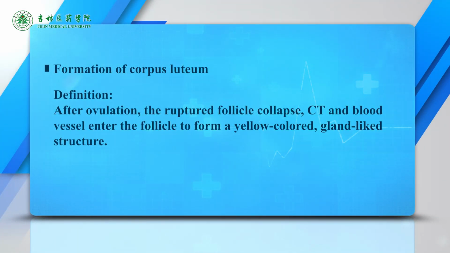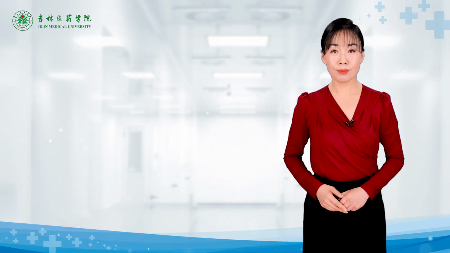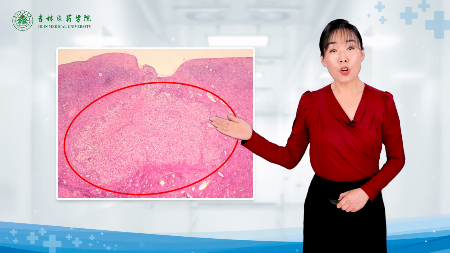After ovulation, the granulosa cells and the cells of the theca interna of the ovulated follicle reorganize to form a temporary endocrine gland called the corpus luteum. The circle shows the corpus luteum.